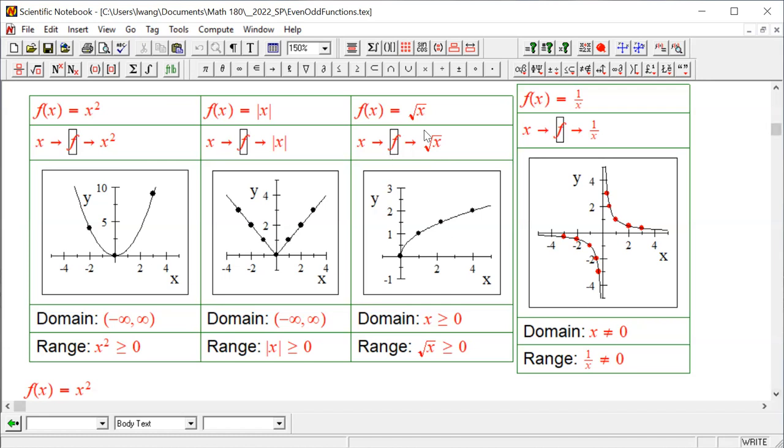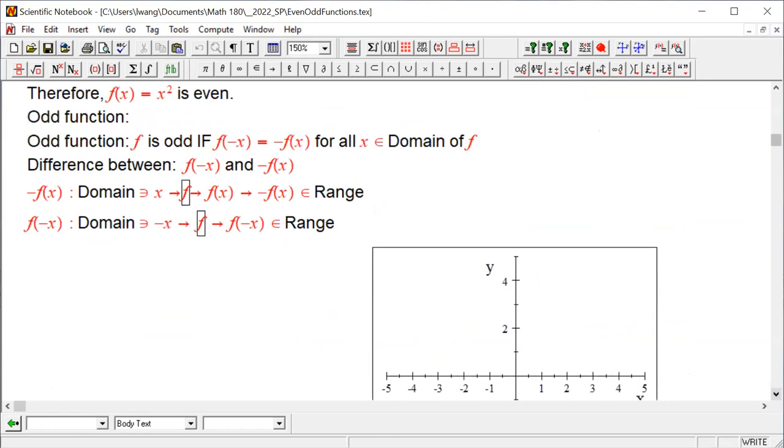Okay, so this one is pretty straightforward because you simply cannot do the opposite input. If you choose an input from the domain, the opposite of this input is going to be outside, except 0. If you choose 2 from the domain, -2 is outside the domain. So you cannot even operate this function. Therefore, this function is neither odd nor even, okay?